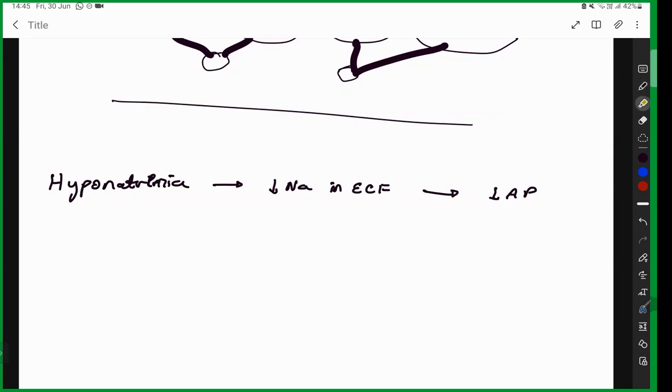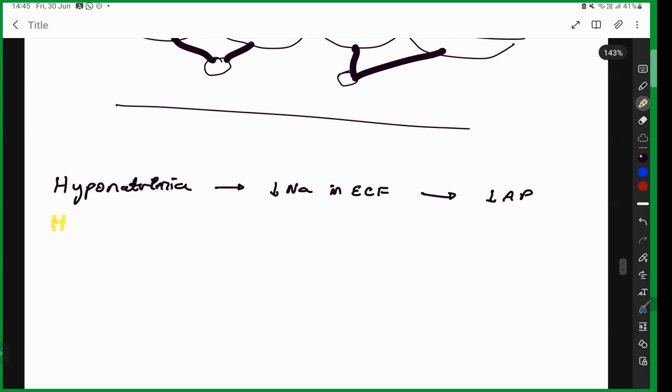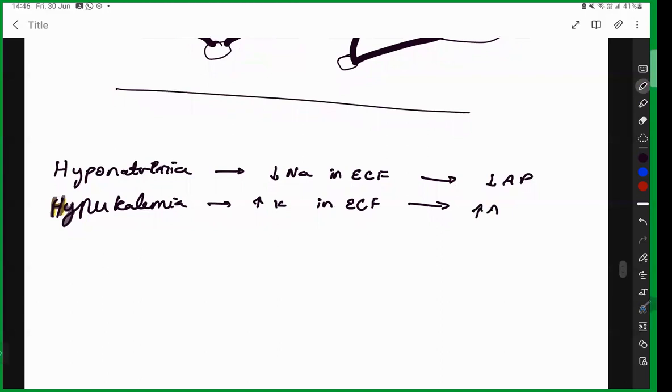Similarly, now can someone tell what happens in hyperkalemia? What happens when there is more extracellular potassium ion? It hampers the diffusion of potassium from inside to outside. When there is an increase in the potassium in the ECF, it hampers the conduction of impulses. Because of this, more positively charged ions will be present inside the cell, and it will lead to more excitability, more action potential.